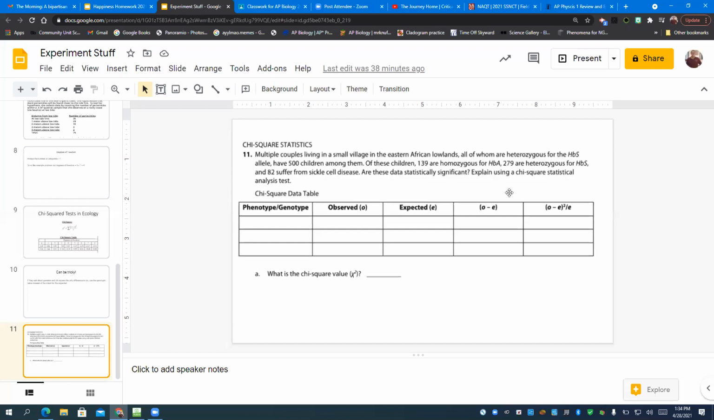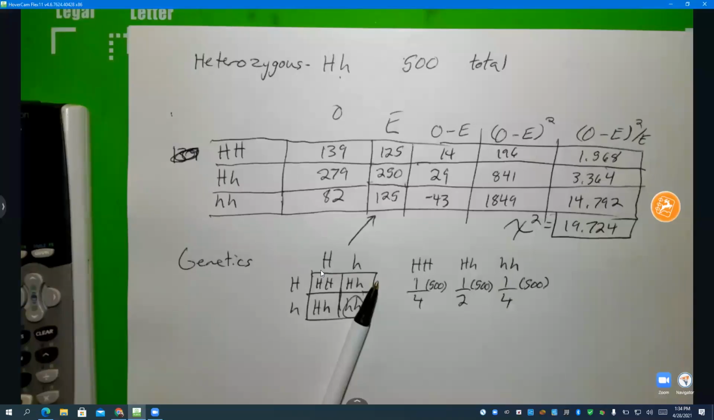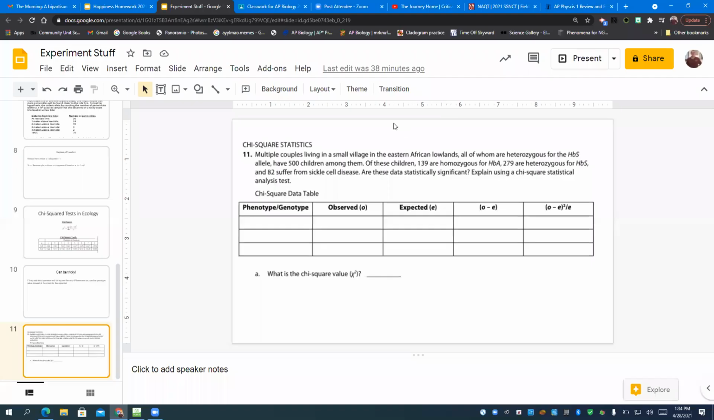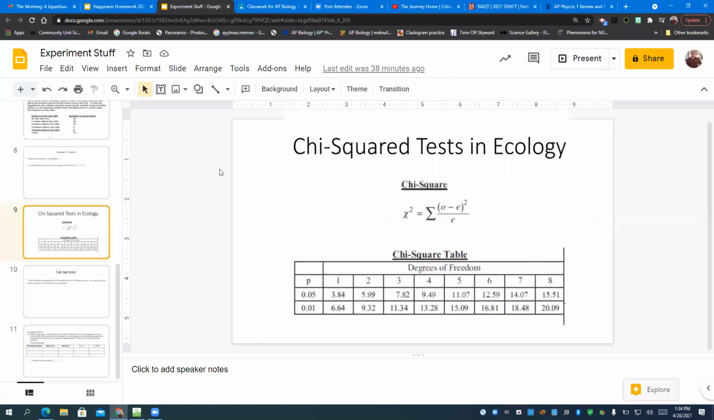Okay, so I got my chi-squared value. Hopefully you've got your chi-squared value. I got 19.724 with these expected values. Does anybody want to check my math? Okay, cool. So then what value are we going to compare to on the chi-square table?